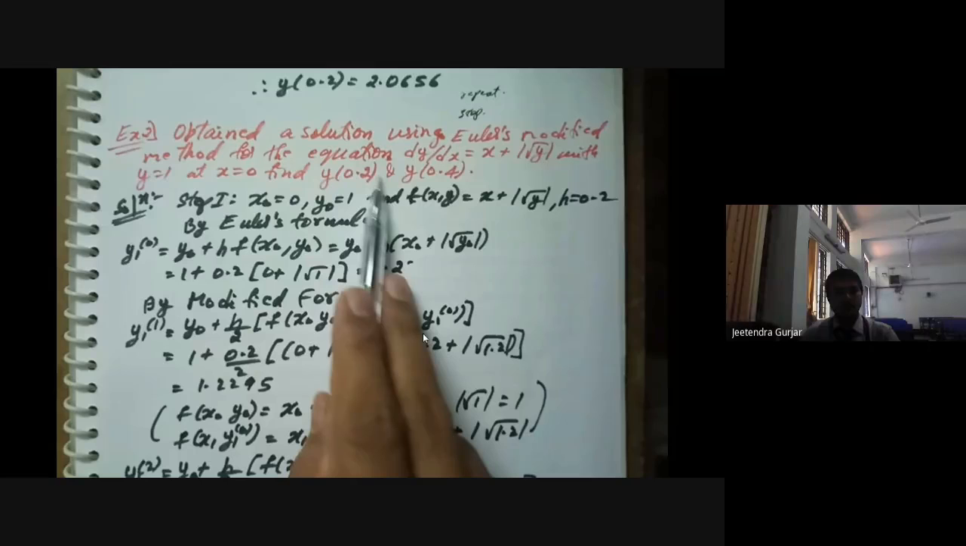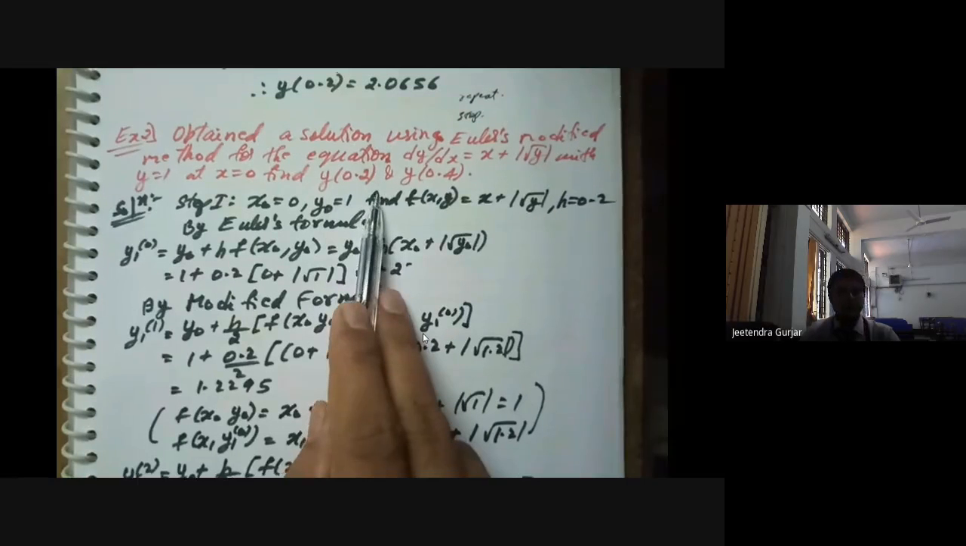Obtain the solution using Euler's modified method for the equation dy by dx is equal to x plus square root modulus of square root y, with y is equal to 1 at x is equal to 0. Find y 0.2 and y 0.4. So I have calculated for y 0.2. Please try it at home. For y 0.4, wherever we have taken 0.2 initially, just change it to 0.4 and you can try it, students.